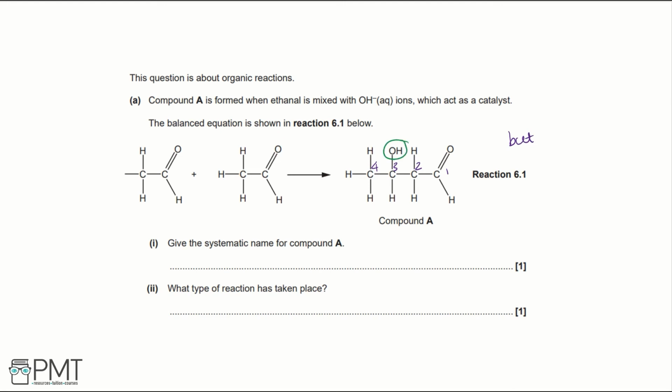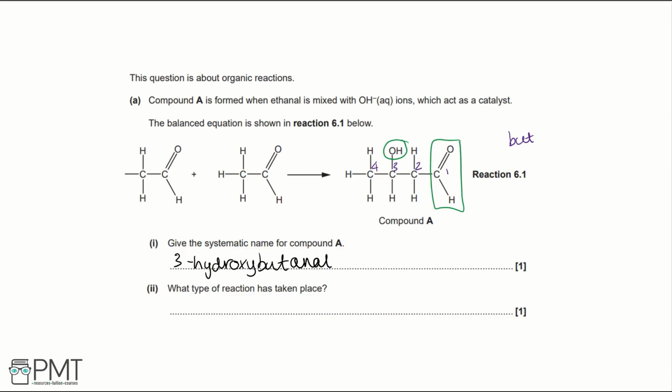We have an OH group and an aldehyde group. So in the name, we're going to have hydroxy to signify the OH group. But we're going to have a 3 because it's on carbon number 3. So we'd have 3-hydroxy but to signify the 4 carbons. And then the aldehyde group we show by saying but-an-al, which is the suffix for an aldehyde group. To get the mark for this question, you need to have the full correct systematic name for compound A.